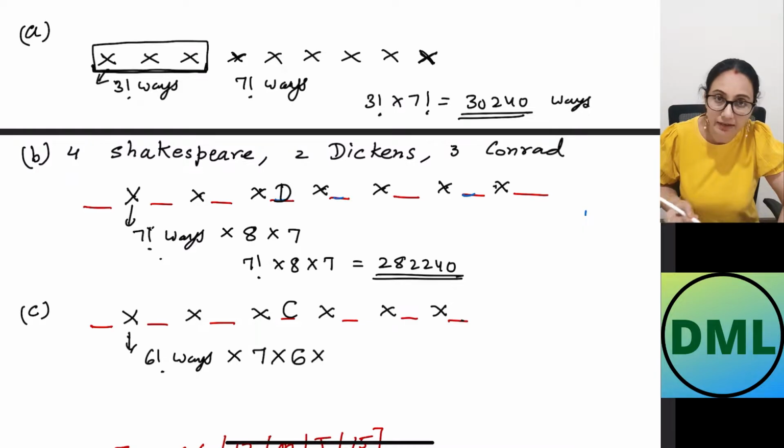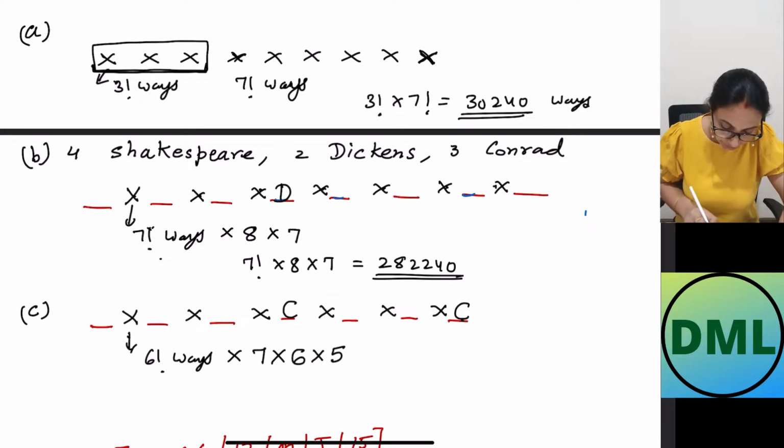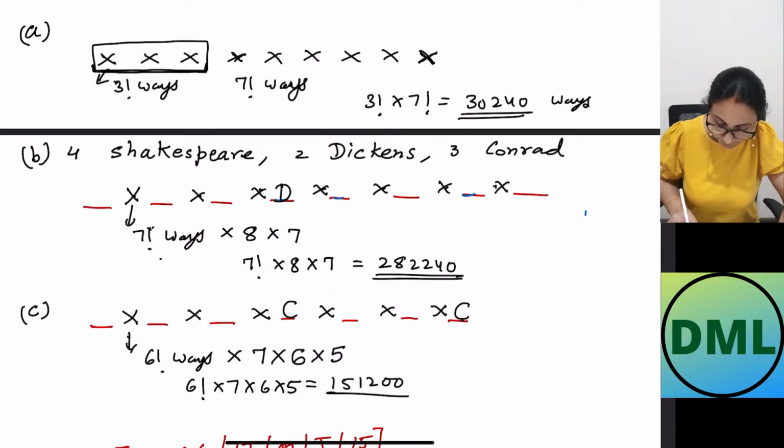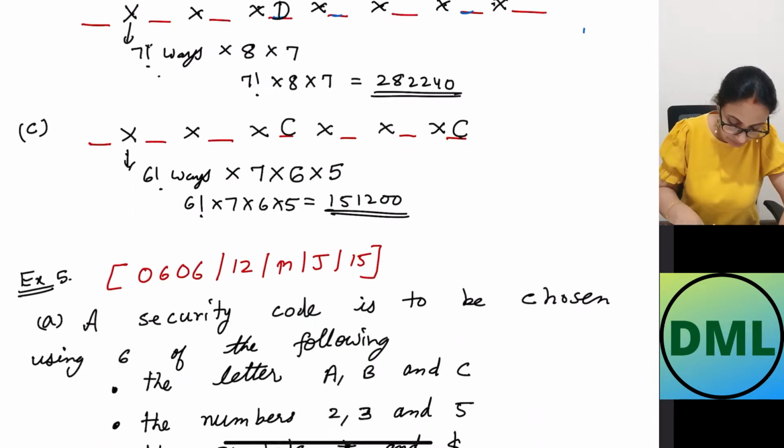Now we have kept the second book also. Let's say that I have kept the second book here. Now to keep the last book, I have 1, 2, 3, 4, 5 places available. That means my answer should be multiplied by 5. So the total number of ways is given by factorial 6 multiplied by 7 multiplied by 6 multiplied by 5. That will be 151200. Let's see one more example.